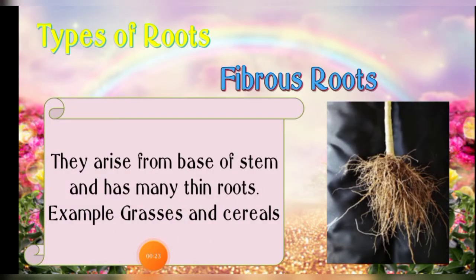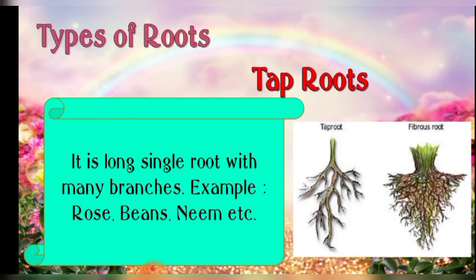Then we discussed the types of roots. One of them was fibrous roots. They arise from the base of the stem and have many thin roots, for example, grasses and cereals. The second type was tap roots. It is a long single root with many branches, like rose, beans and neem, etc.